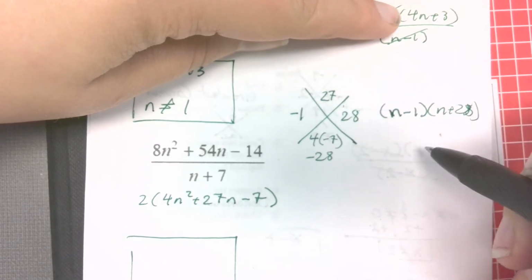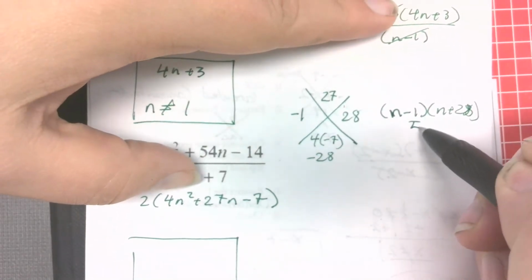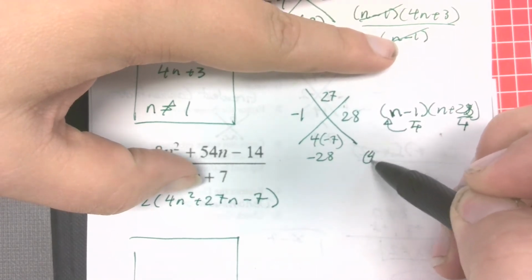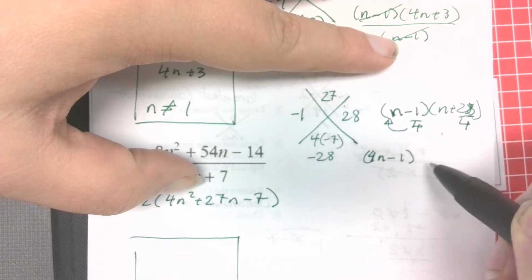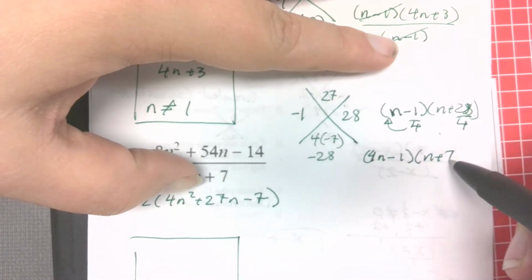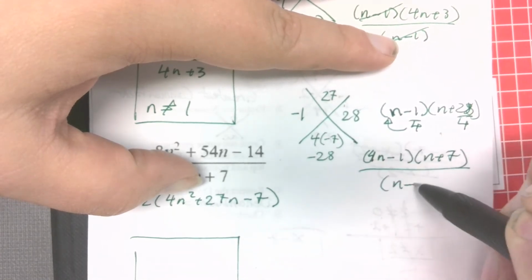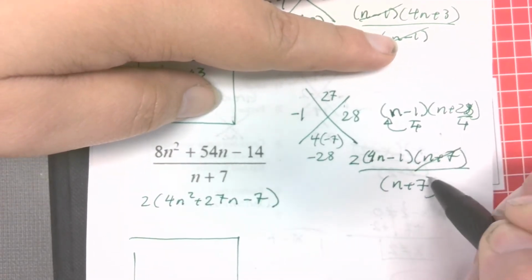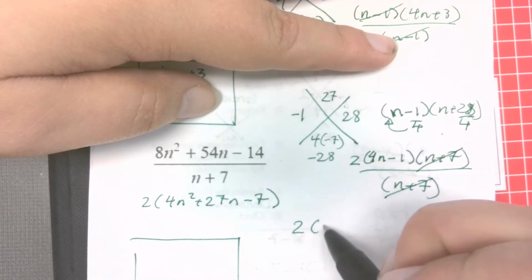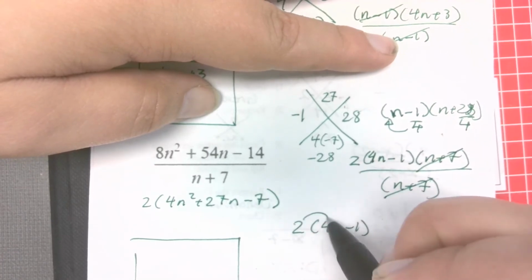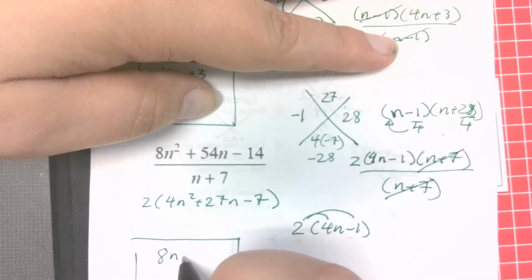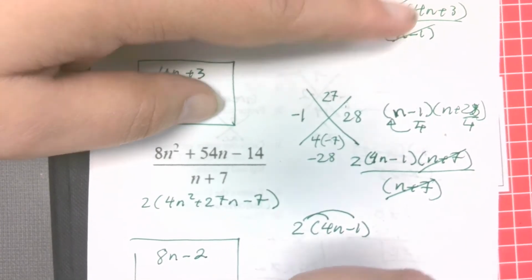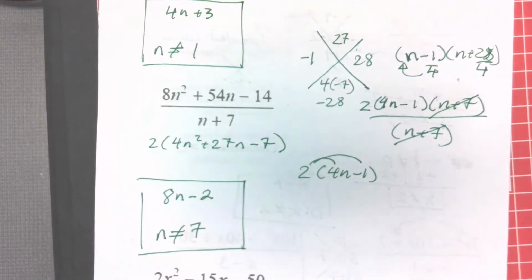The step you're most likely to mess up is dividing by the 4. Do we distribute the 2 after them? Yeah, you will. Okay, because that 2 we took out is still there. And then we have n can't equal 7. That's it.